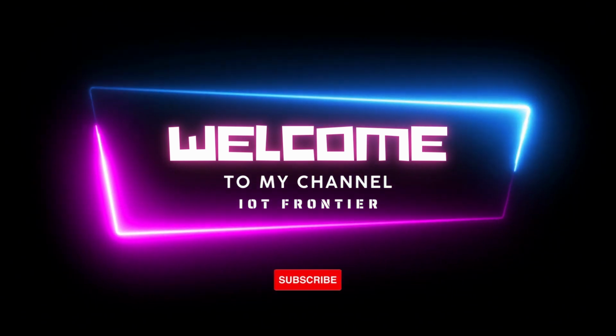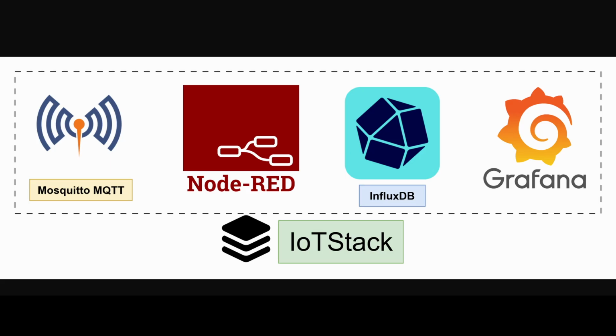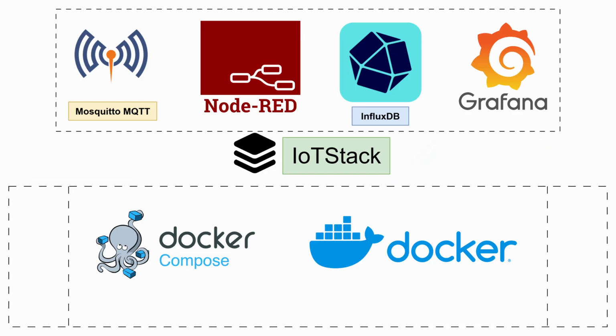In today's video, we are going to see a method which makes your life easy by simplifying the installation of an IoT server on your Raspberry Pi. For our tutorial, we are going to install InfluxDB, Grafana, Mosquitto MQTT and Node-RED using the IoT Stack tool. This tool internally uses the Docker Compose method to manage the software.